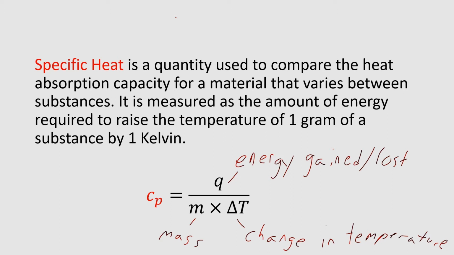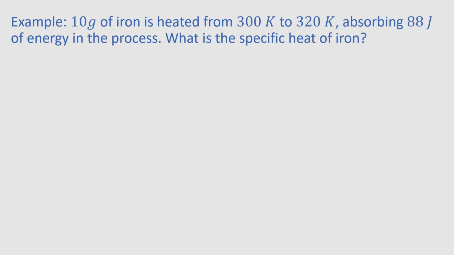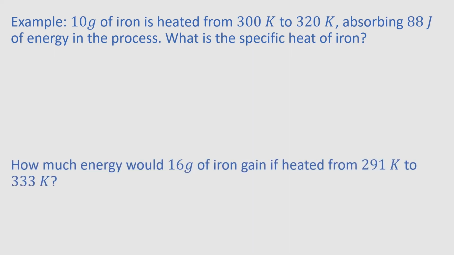And there's actually certain practice problems that we can do, like this one. So as an example, we have 10 grams of iron that's heated from 300 Kelvin to 320 Kelvin. It absorbs 88 joules of energy in the process. Joules is the scientific term for energy. It's a Newton meter. So we're asked, what is the specific heat of iron? And then next we have, how much energy would 16 grams of iron gain if heated from 291 Kelvin to 333 Kelvin? So in order to find out the second part, we really need to know what the specific heat is, which is what the first part asks us to find.